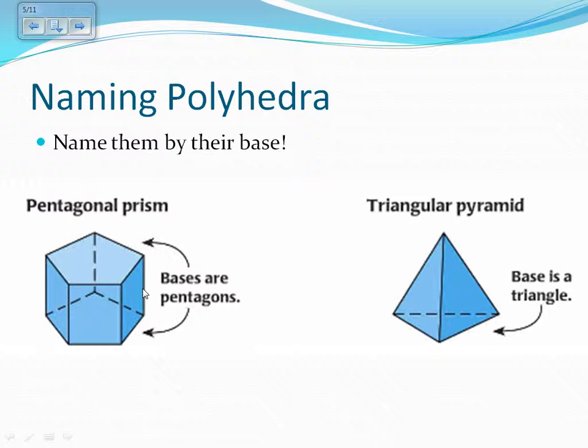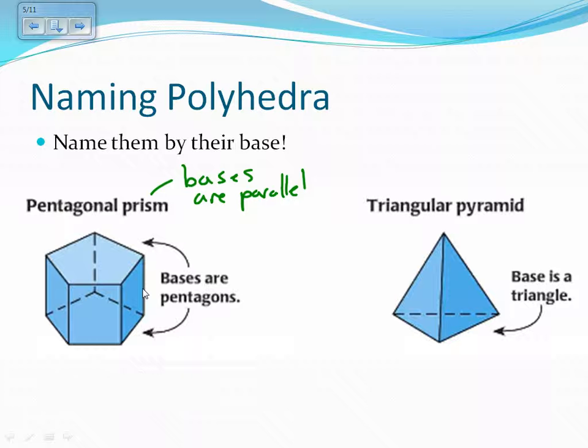How do we name polyhedra? We name them by their base. The base means the bottom. Okay. The base is always parallel to the top if it is a prism. So the prism bases are parallel. Bases are parallel. Notice that they're exactly the same here.